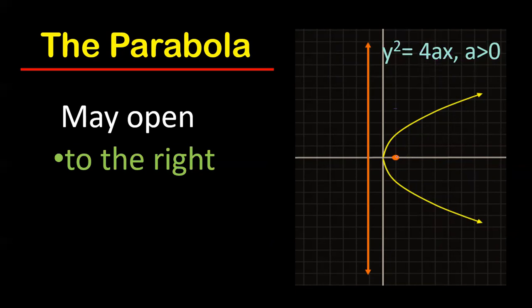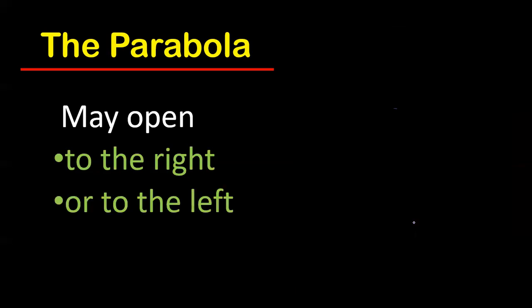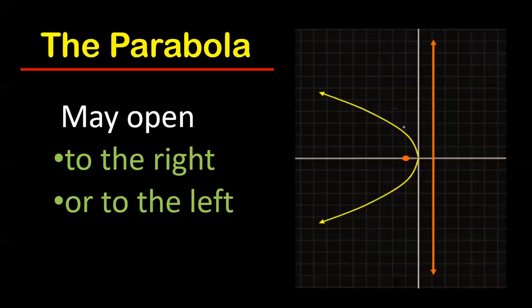to the right. If the parabola opens to the right, then your focus is to the right of the origin, and your directrix would be to the left of the y-axis. Okay, since the vertex is at the origin. Now, it will open to the left if the equation is in the form y squared is equal to 4ax, but a is negative. So if it opens to the left, then your focus is to the left of the origin, and the directrix will be to the right of the y-axis.